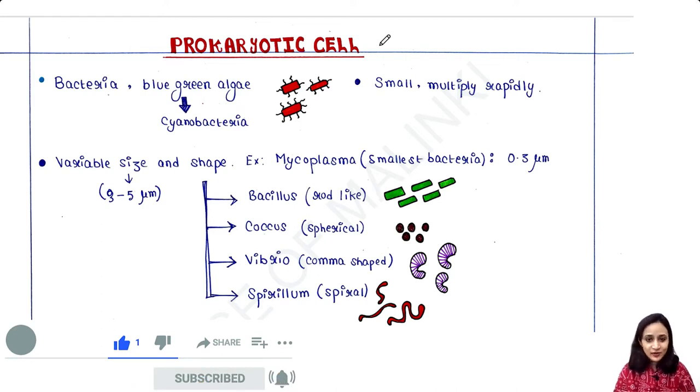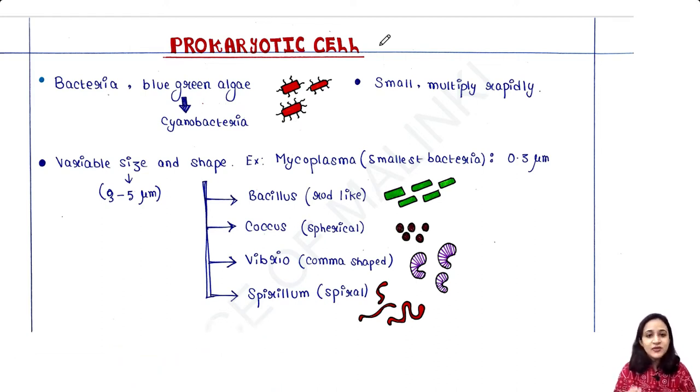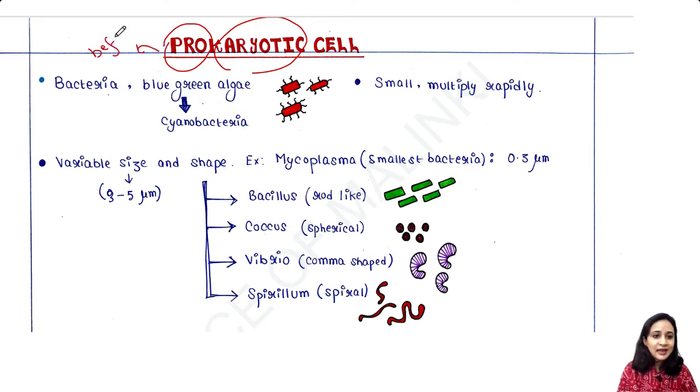So let's talk about prokaryotic cell. Whenever we call it prokaryotic, it contains two parts. First is pro and second one is karyotic. Pro means before and karyon means nucleus. So before nucleus, that means these cells did not have any proper nucleus like eukaryotic cells. Eukaryotic cells have nucleus, these cells do not have any proper nucleus.